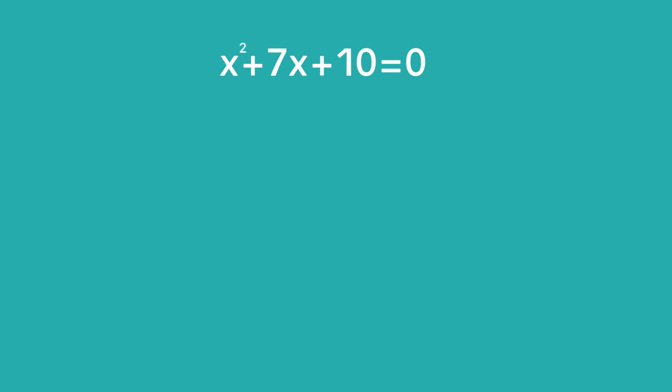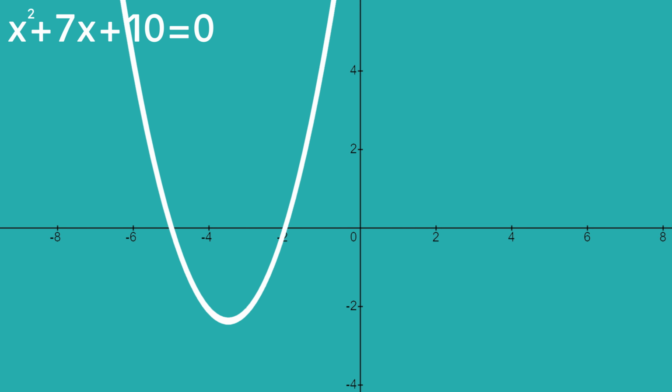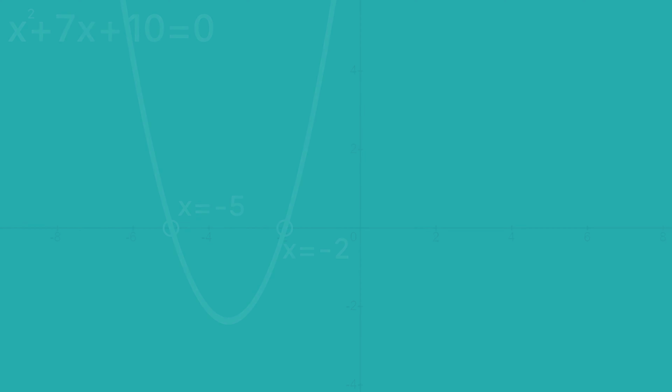For final verification, we can actually graph this function. It'll look like a parabola, and as we have calculated by hand, the x-intercept points are actually minus 5 and minus 2. Now, I'm going to end the video here, but I'll tell you this.